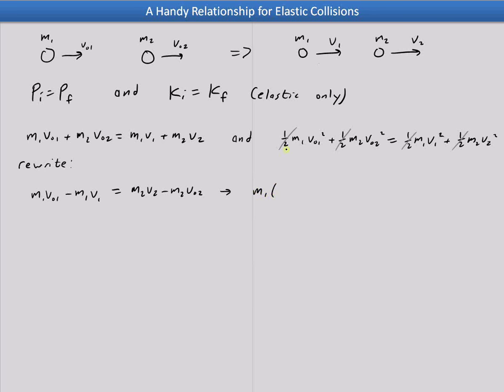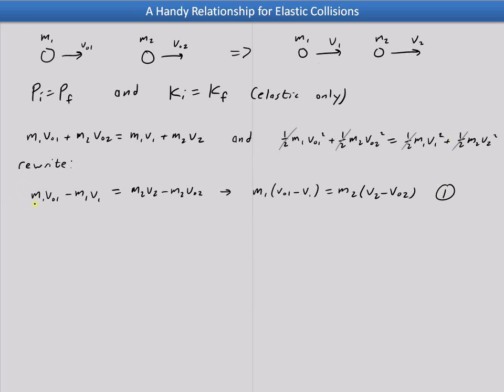So I get m1 times v initial 1 minus v1. And on the right-hand side, I have m2 times v2 minus v initial 2. All right, so I'm going to call this equation 1. And I'm going to refer to equation 1 a few more times. We can do the same thing with kinetic energy.